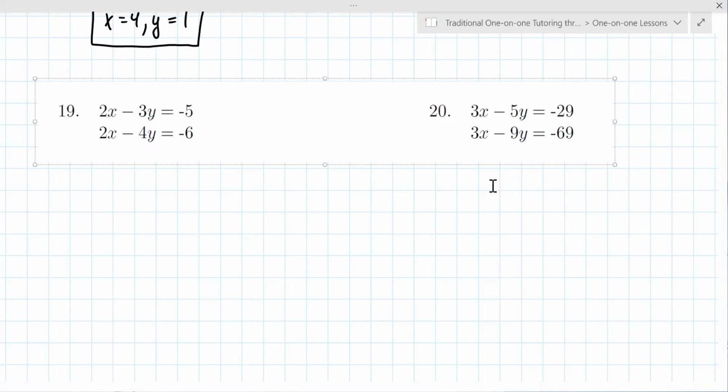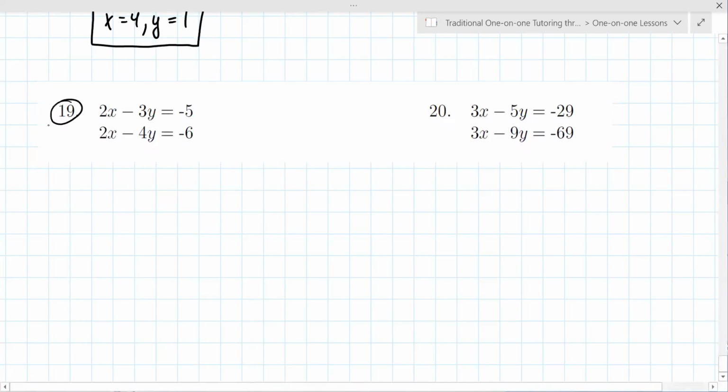We can just do 19. Okay, so for 19, I want you to subtract. Use the method of subtraction here. So would y equal 1? So when you subtract, you get y on the left and then 1 on the right. Yes. Okay, and then I guess I'll just put it into the top.